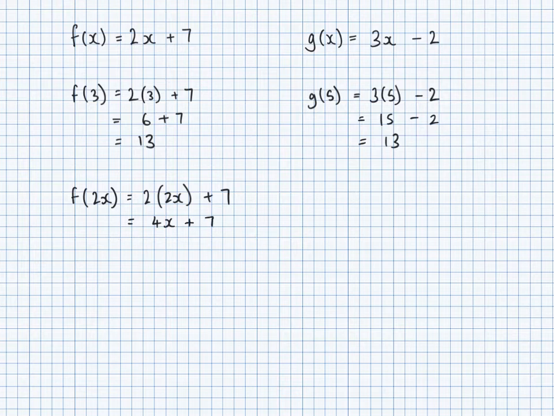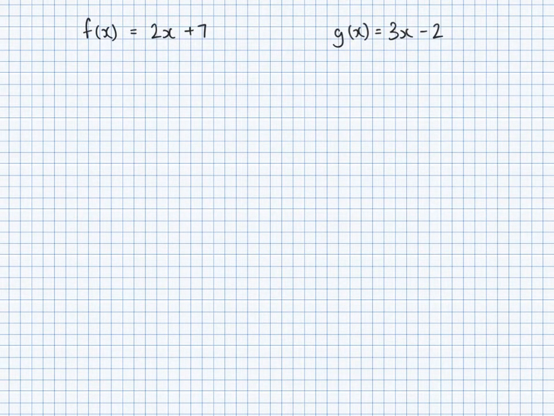We could also do something similar on the other side. For example, we could have had g of x plus 2. So here what we've done is we've replaced the x with an x plus 2. So we're inputting x plus 2 into our function, 3x take away 2. So this is going to look like 3 times x plus 2 take away 2. Now again, this would result in the expression 3x plus 6 take away 2, and that simplified would be 3x plus 4.